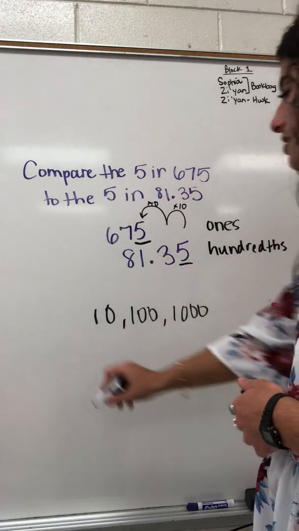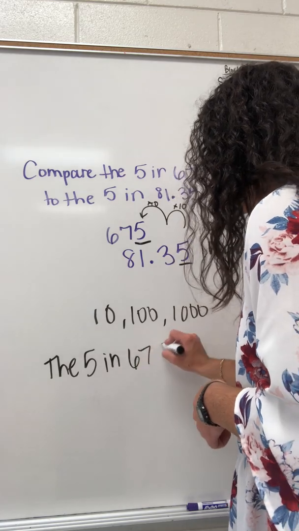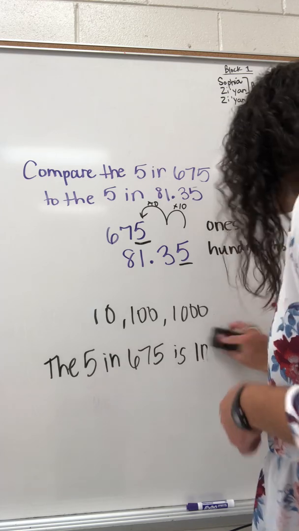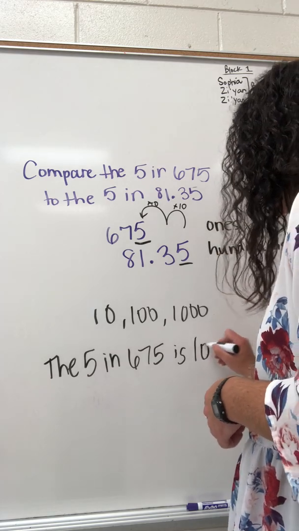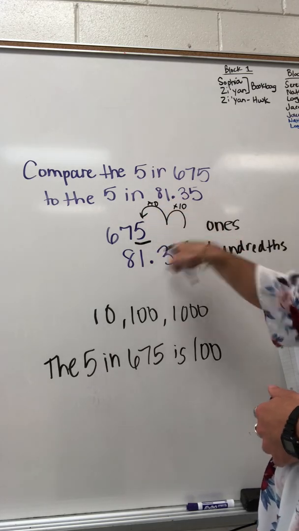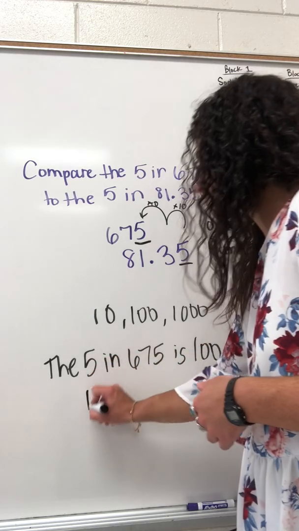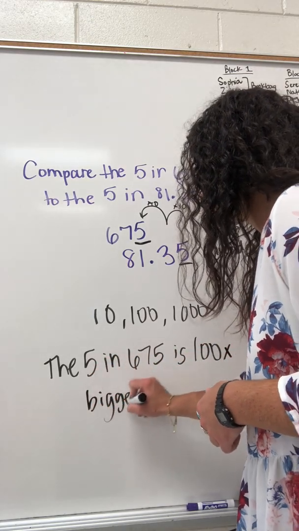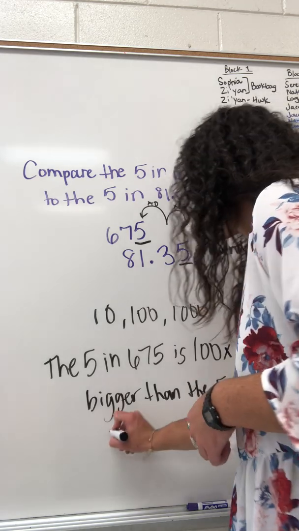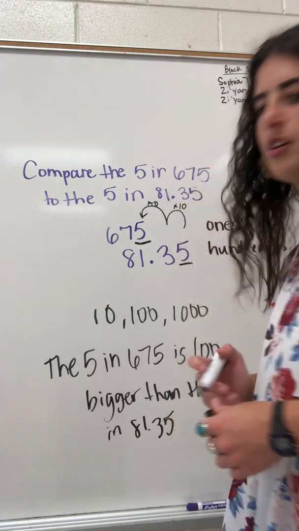So I would answer this, the 5 in 675 is 100 times. How I get this number is, that's 10 times, this is 10 times, so 10 times 10 is 100. So the 5 in 675 is 100 times bigger than the 5 in 81 and 35 hundredths.